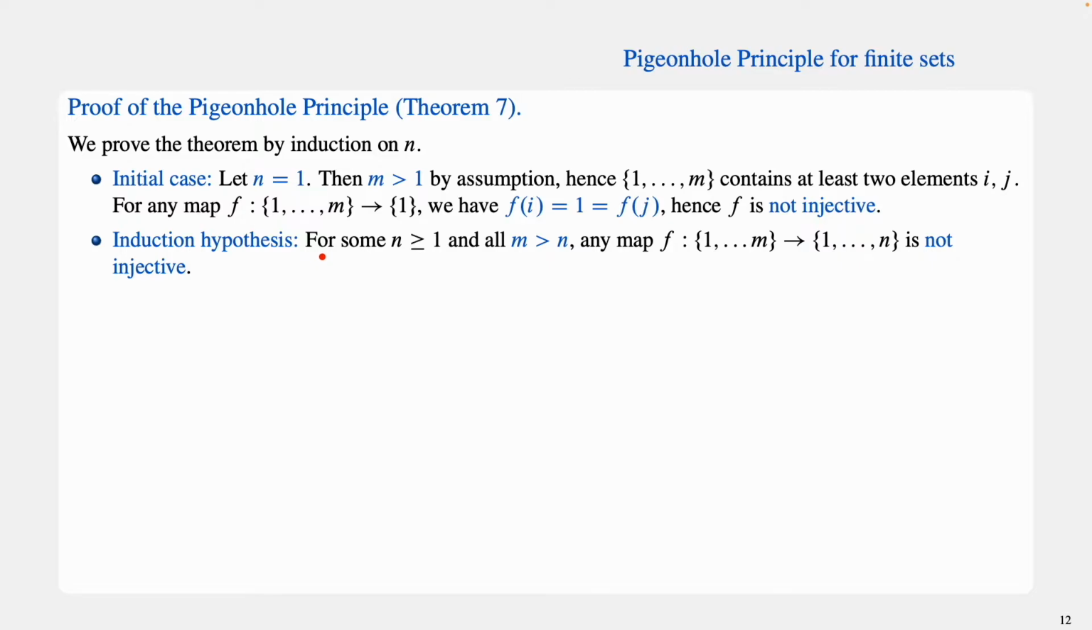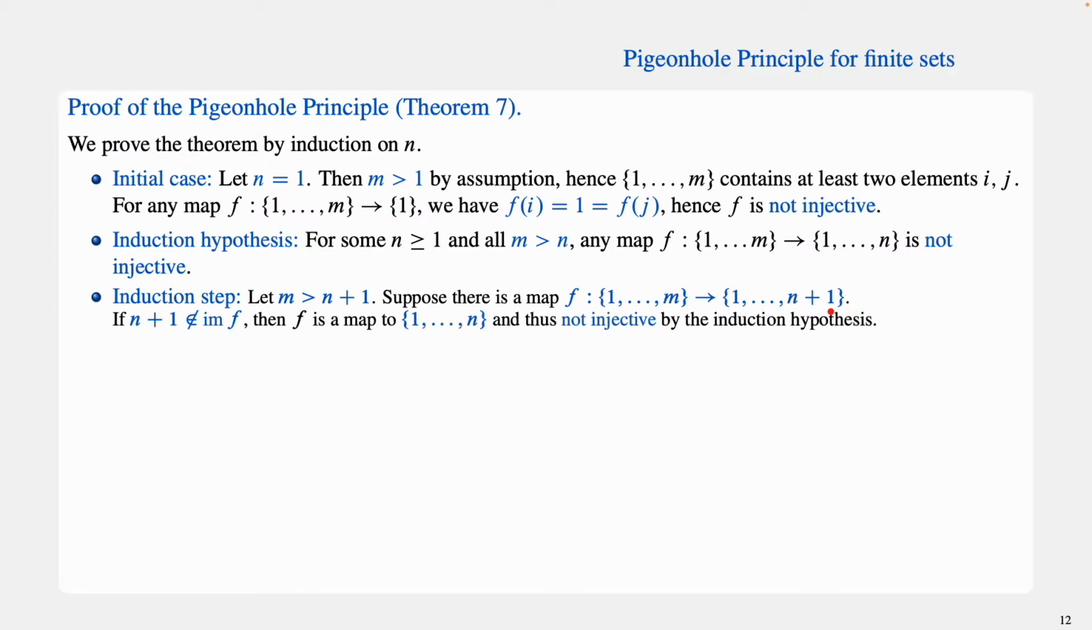Our induction hypothesis is now that there is some number n greater or equal to 1, and for all m greater than this n, any map f from 1 to m into 1 to n is not injective. For the induction step, we go to n plus 1, so we look at the numbers from 1 to n plus 1. We take some m that is strictly larger than n plus 1, and we suppose there is a map f from the numbers from 1 to m into the numbers from 1 to n plus 1. We will show that this f is not injective.